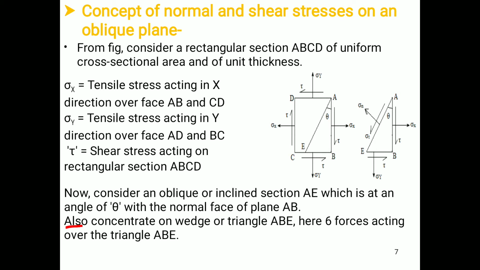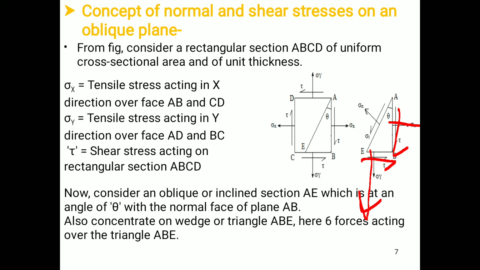From that we have to concentrate on a wedge or triangle ABE. This is the triangle ABE, and we have separated that triangle in this manner. On this separated triangle, if you observe carefully, the value of sigma x is acting, the value of sigma y is also acting, and the value of shear stress is also acting on AB and EB.